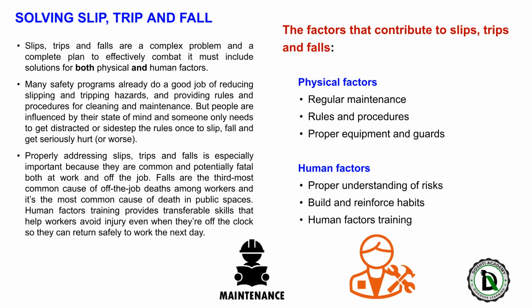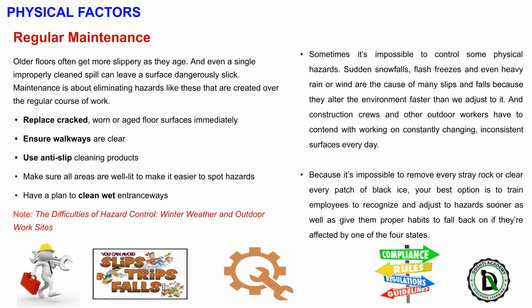Solving slips, trips, and falls requires addressing both physical and human factors. While physical hazards are often managed, human factors like distraction can compromise safety. Falls are a common cause of serious injury, both at and away from work, making human factors training essential for transferable safety skills. Physical factors include regular maintenance to address aging or improperly cleaned surfaces, replacing worn floors, ensuring clear walkways, using anti-slip products, and maintaining good lighting. A plan for cleaning wet entranceways is also vital.